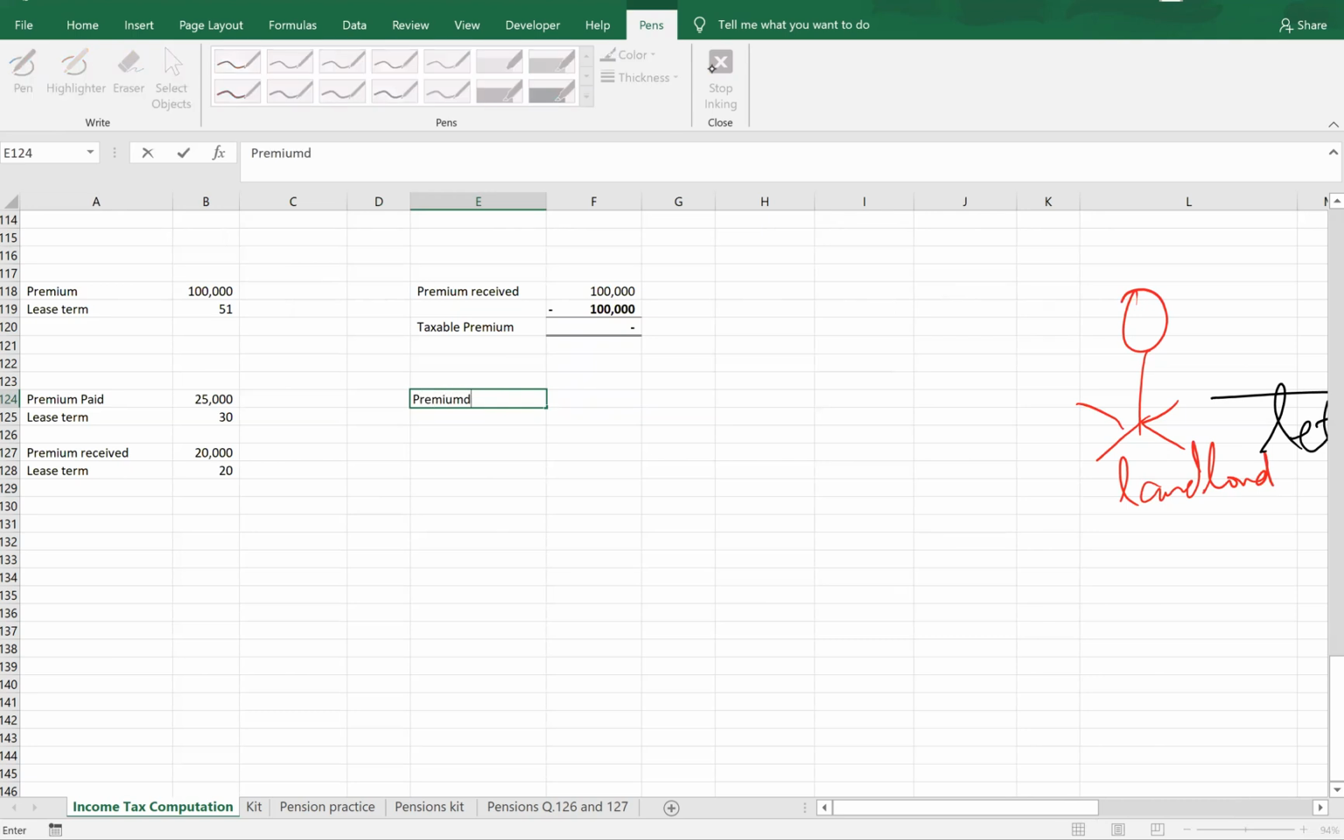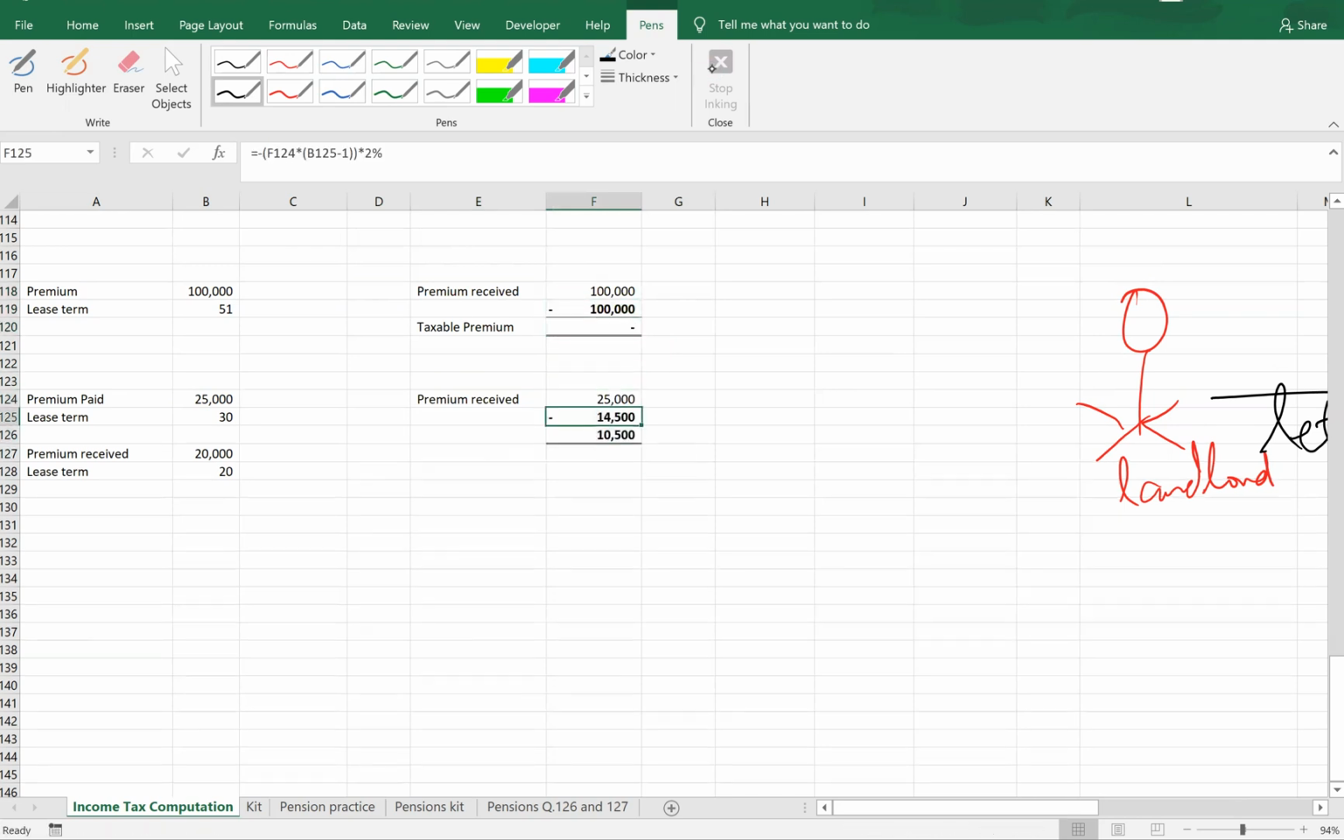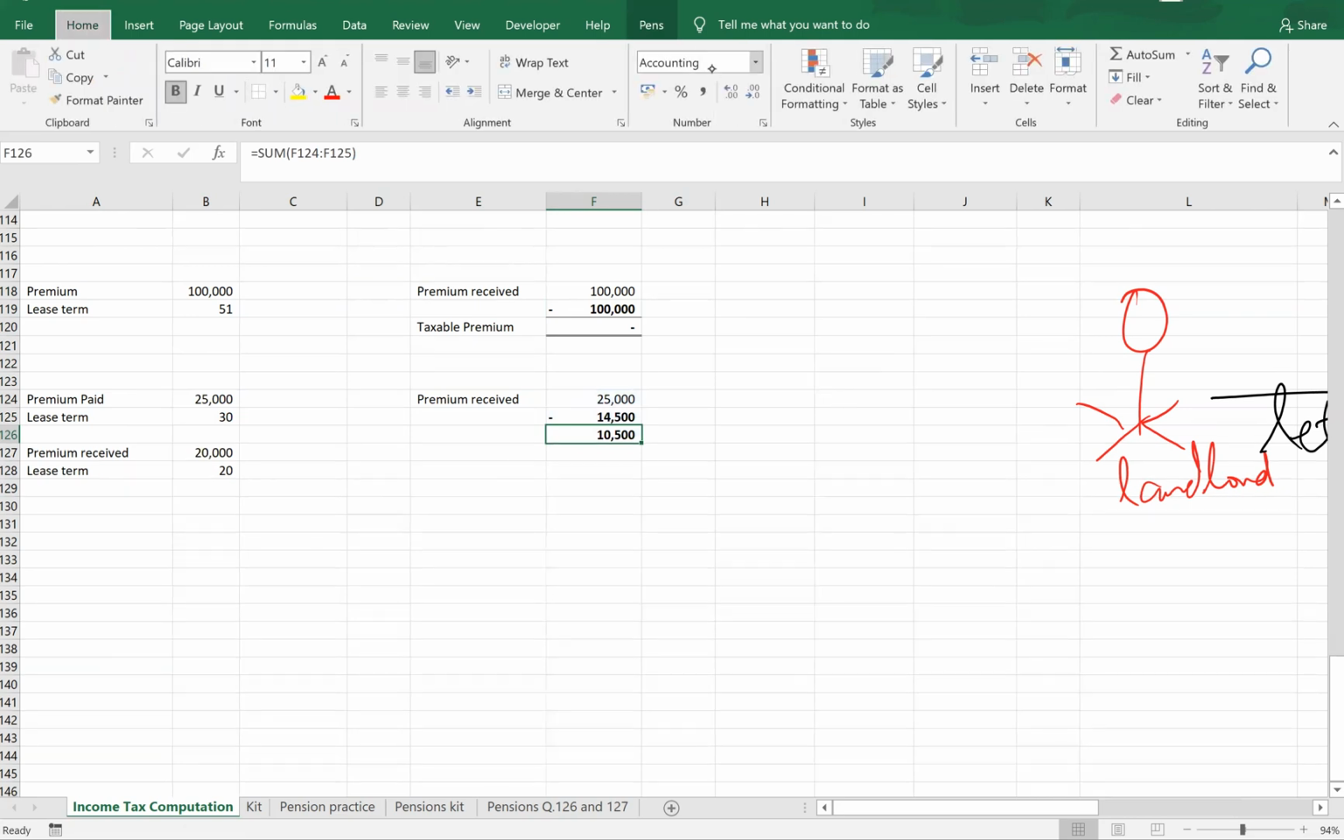First and foremost, premium received. So I'll just copy this down. 25,000 based on this, and you get a taxable premium, right? But is this the net taxable premium? No, in this case this is the net premium because there is some deduction as well. What would that deduction be?